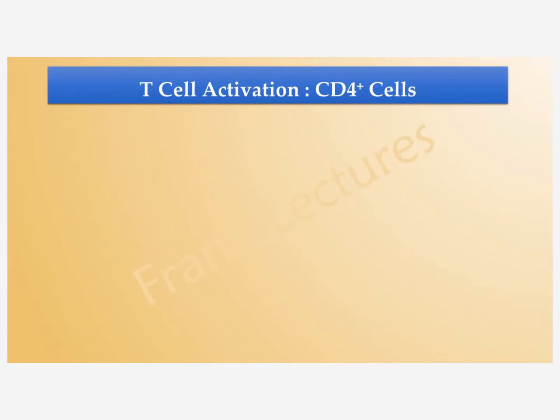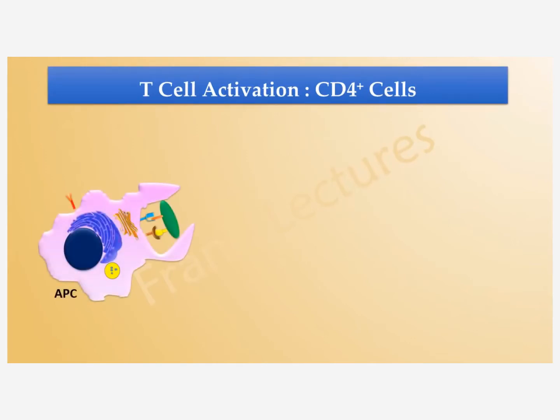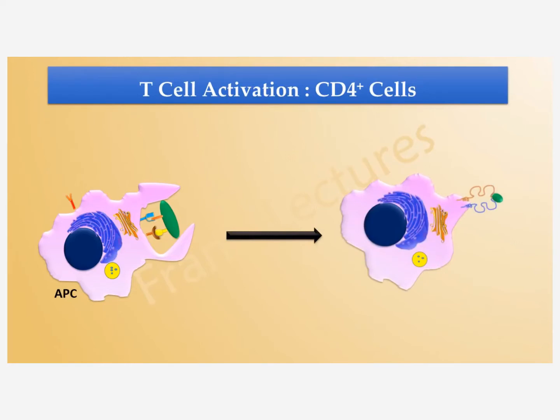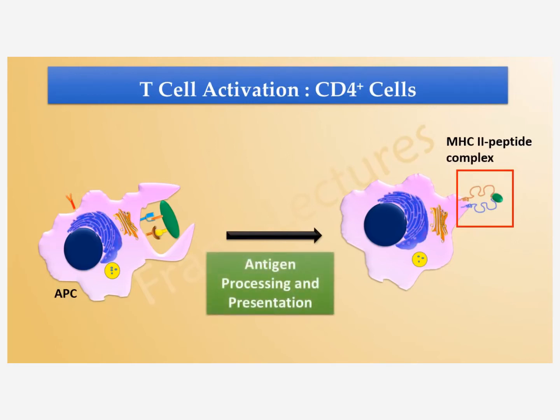Let's say this is an antigen-presenting cell which engulfs an extracellular antigen by the process of phagocytosis. This APC digests the engulfed antigen into peptide fragments and displays the peptide fragment on its plasma membrane. Now peptide antigen is present on the surface of antigen-presenting cell as MHC2 peptide complex. Recall that this process is known as antigen processing and presentation.